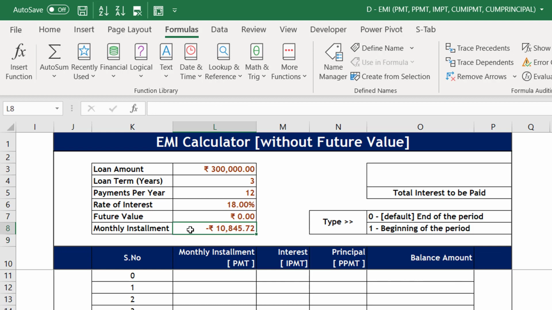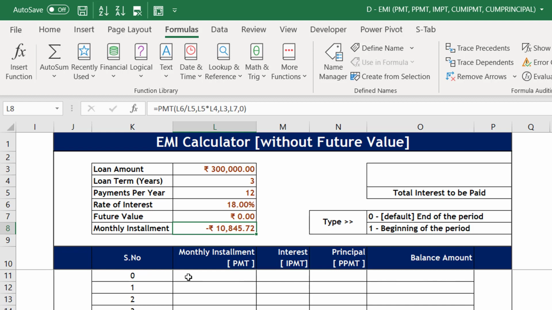So this is the amount that I have to pay to the bank, and you can see this is a negative amount, and that makes sense because I'm taking this amount from the bank, and this is a positive amount, and this is the installment which is supposed to be deducted from my account every month, and that is the reason it is a negative amount.